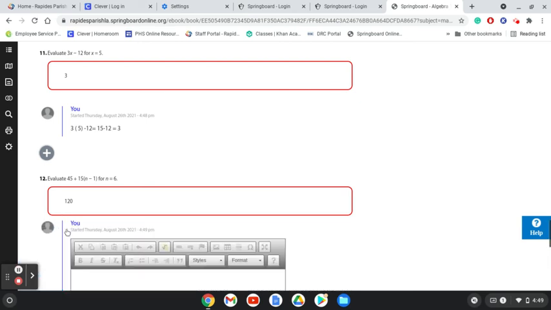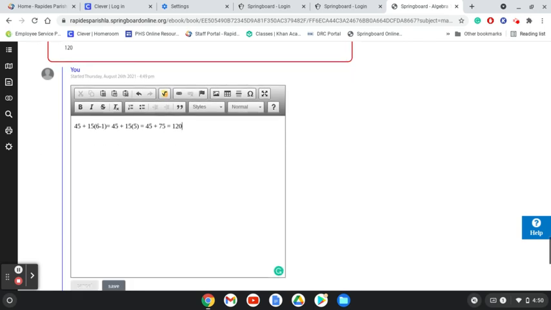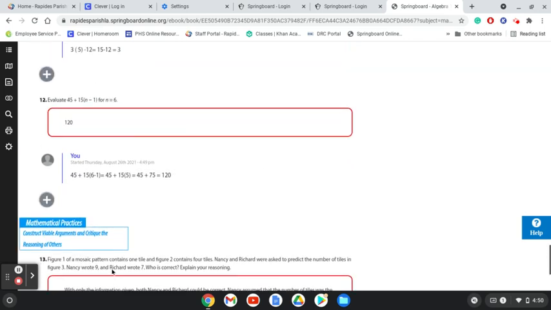And then we do the same thing for here. We would say if our starting term is 45 plus 15 parentheses 6 minus 1 close parentheses. Well, that's going to be 45 plus 15 times 5. That's 75, right? And then that equals 120. All right.